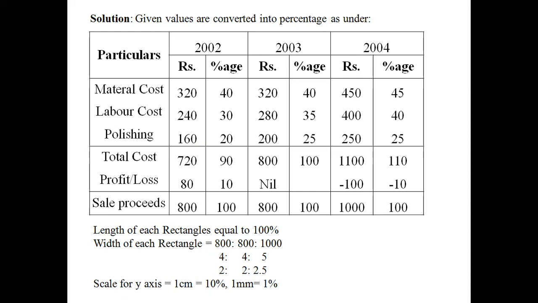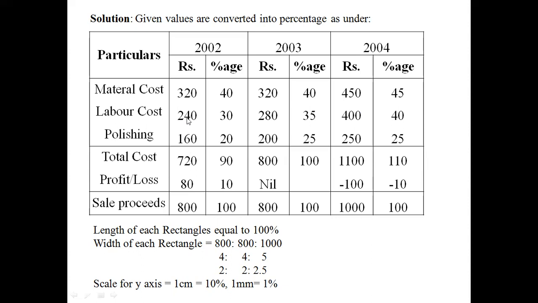So first we know that part divided by 100 into percentage. So 320 divided by 100, sorry, 800 into 100. Do not take cost here; here we have to indicate profit and loss. That is why we should not take cost as the base. Part divided by 800 into 100, that is equal to 40% of the sale proceeds.